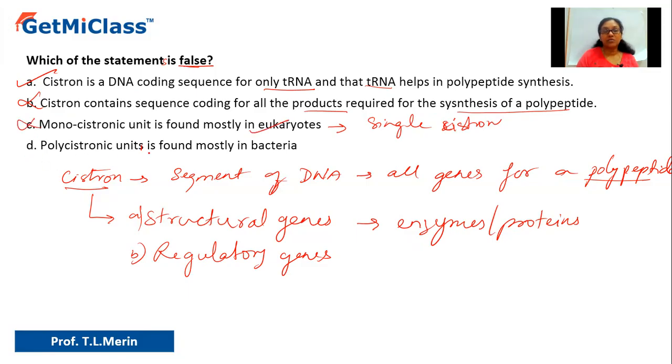Option D says polycistronic unit is found mostly in bacteria. Yes, in prokaryotes you can find polycistronic units. That means many cistrons will be present. But this is not our answer, because we are looking for the false statement.